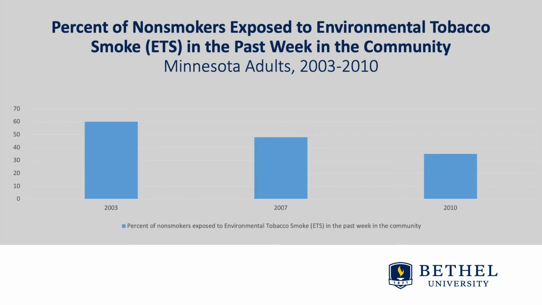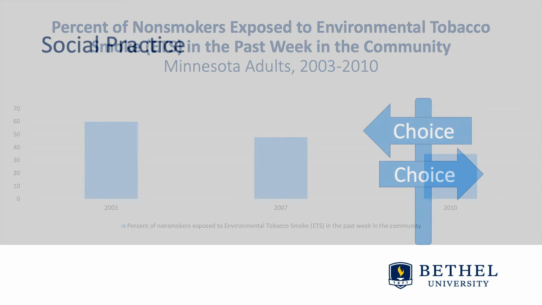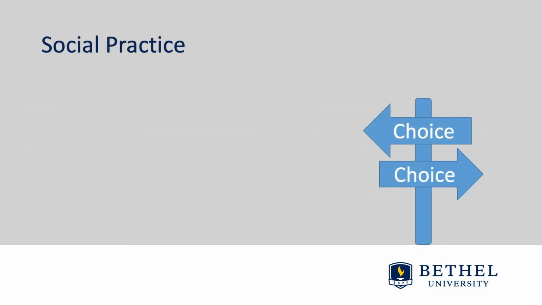The Freedom to Breathe amendments became effective October 1st, 2007. This graph shows the decrease in the exposure to environmental tobacco smoke after the implementation of the Freedom to Breathe Act in 2007. Exposure in the community is measured by the following survey question. In Minnesota, in the past 7 days, has anyone smoked near you at any place besides your home, workplace, or car?